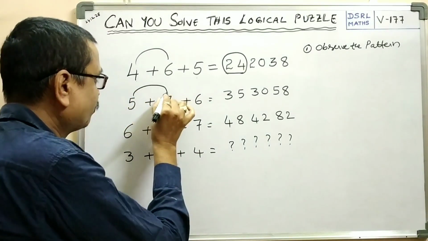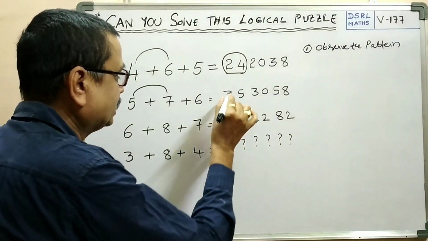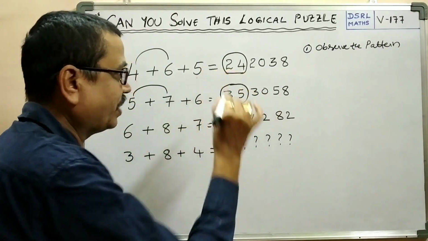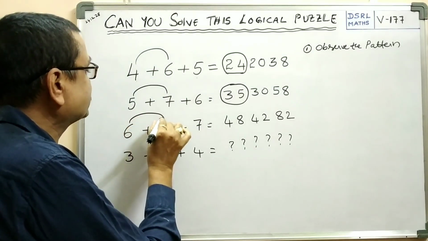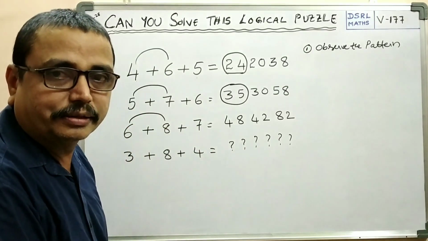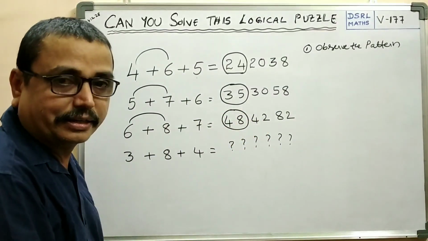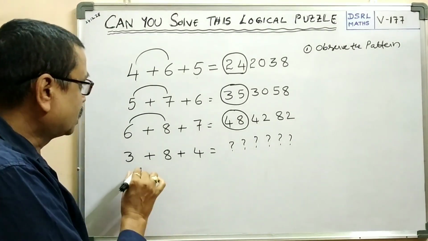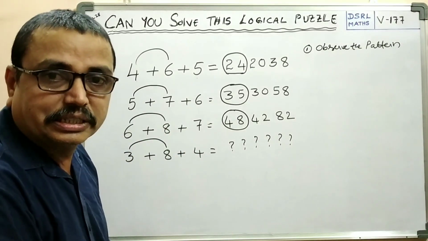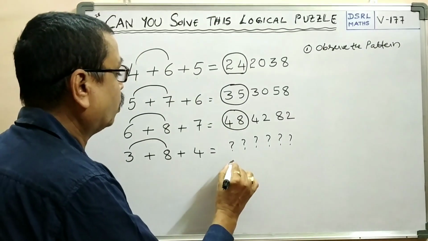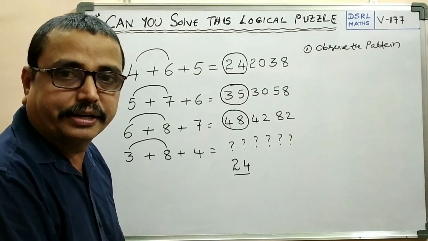Here 5 and 7, you can take 5 into 7, that is equal to 35. Next, 6 and 8, you have to take 6 8s are 48. Got it? Next, coming to the fourth one, 3 into 8, 3 8s are 24. So first two digits you got it.